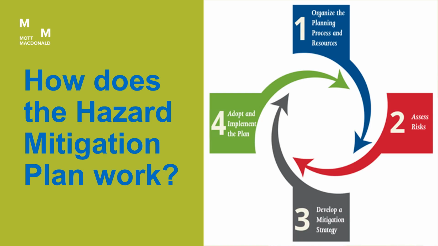How does the hazard mitigation plan work? The city uses a 4-step process. Step 1, organize the planning process and resources. Step 2, assess risks. Step 3, develop a mitigation strategy. Step 4, adopt and implement the plan.